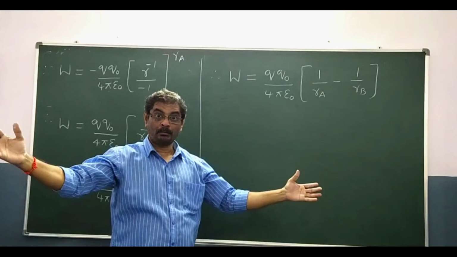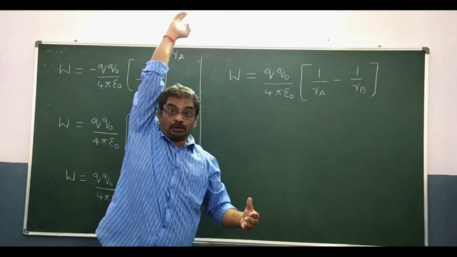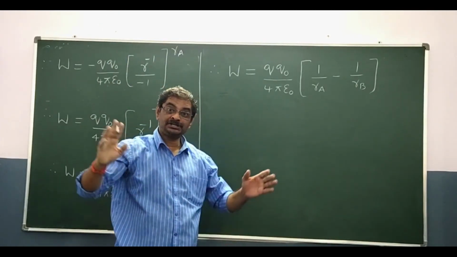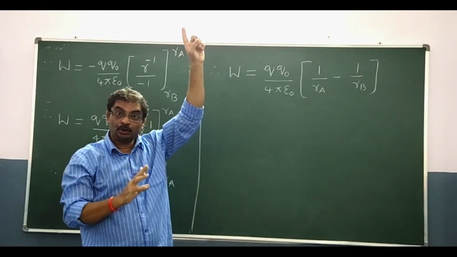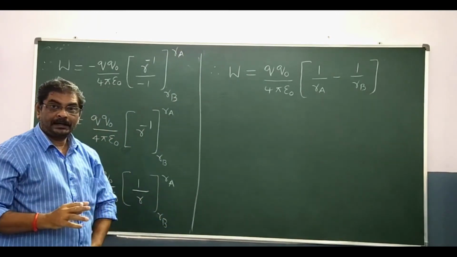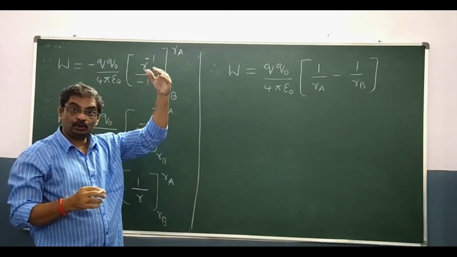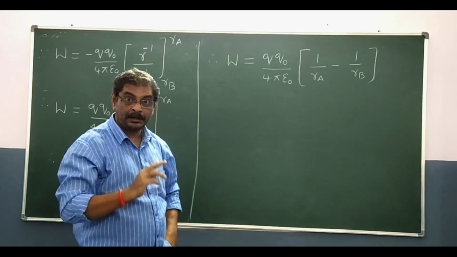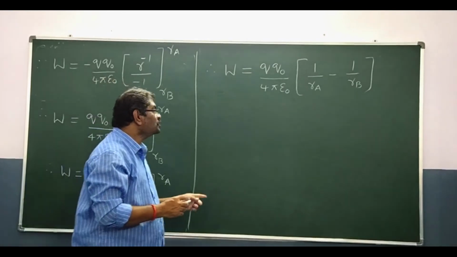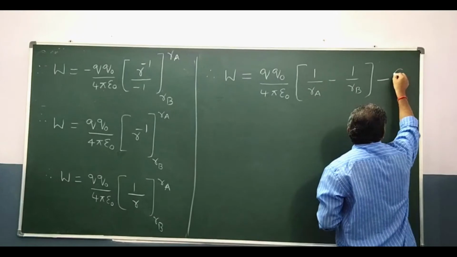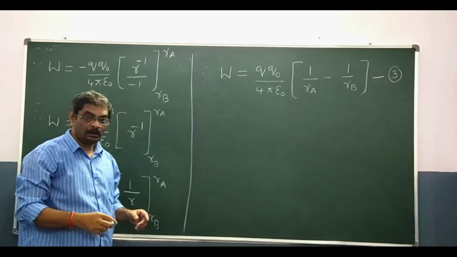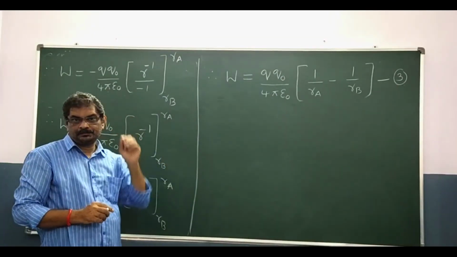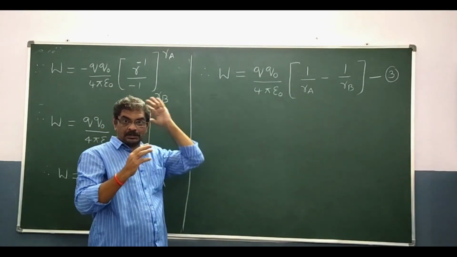So remember, we obtained the formula for the total amount of work done. The total work that should be done in order to displace that test charge from point B to point A is given by W numerically equal to Q naught divided by 4 pi epsilon naught, multiplied by 1 by RA minus 1 by RB. Let us call this equation number 3. So that is the work done we got.